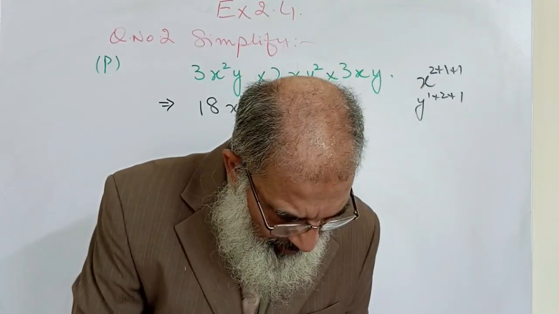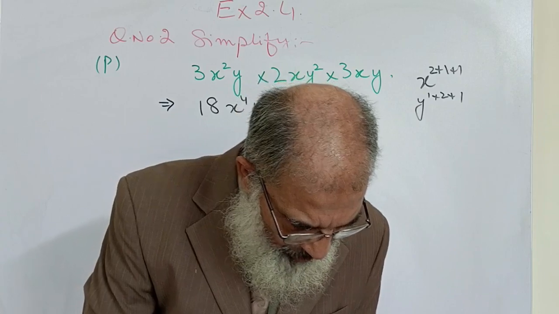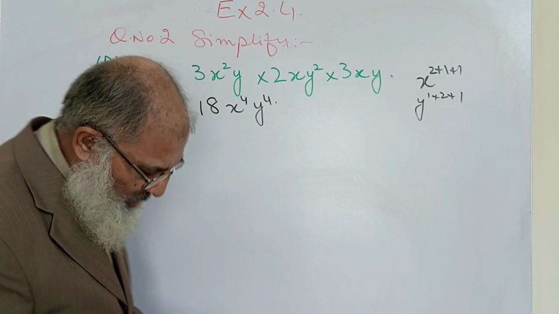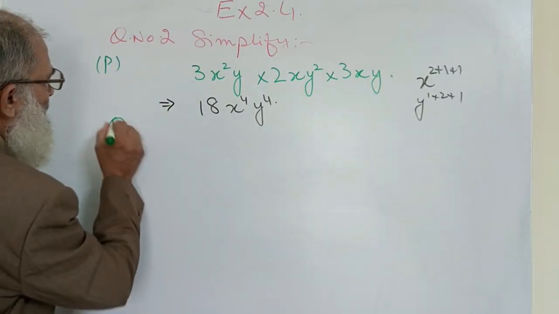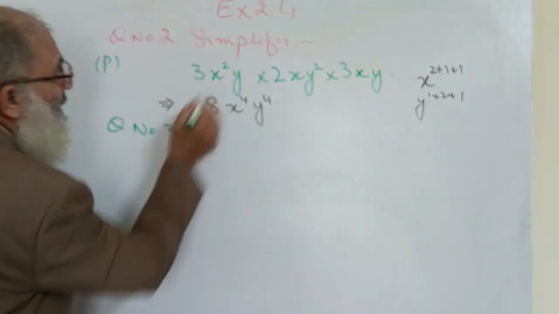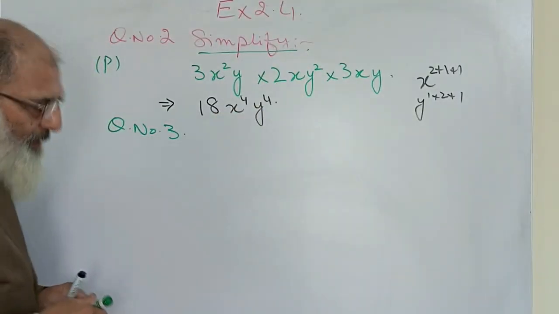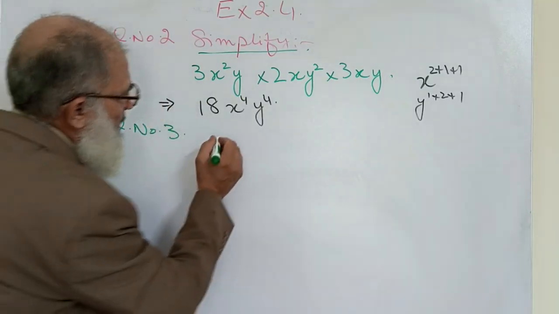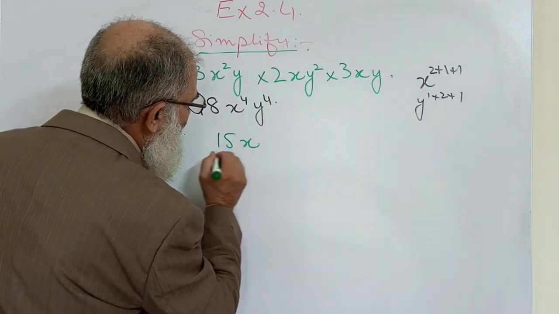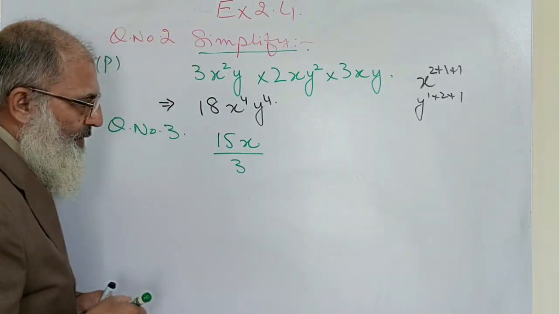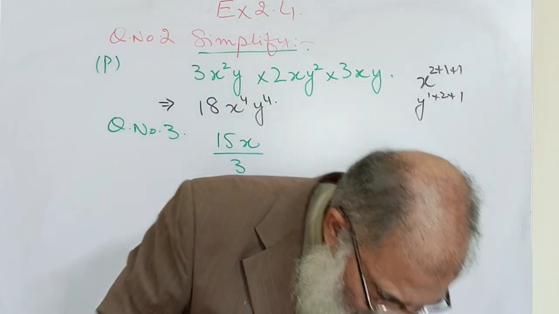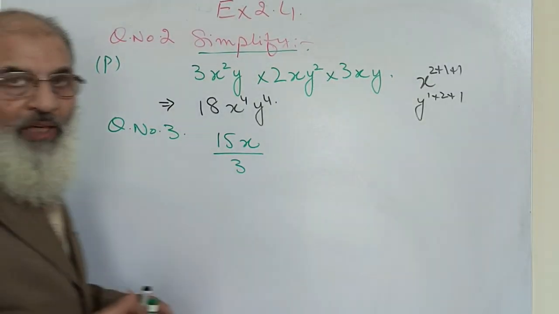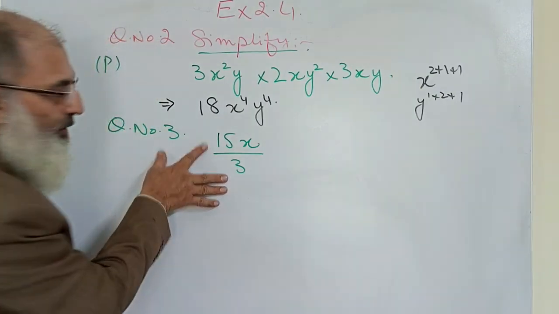So this was the last part which I was going to do, and now the next question, question number 3. It is again to simplify. What is given is 15x divided by 3, and we have to show the cancelling effect.